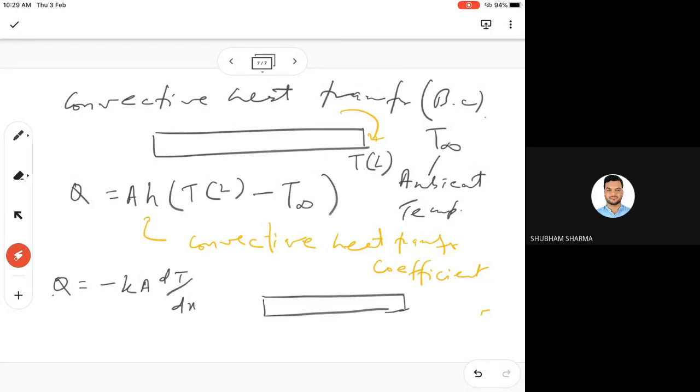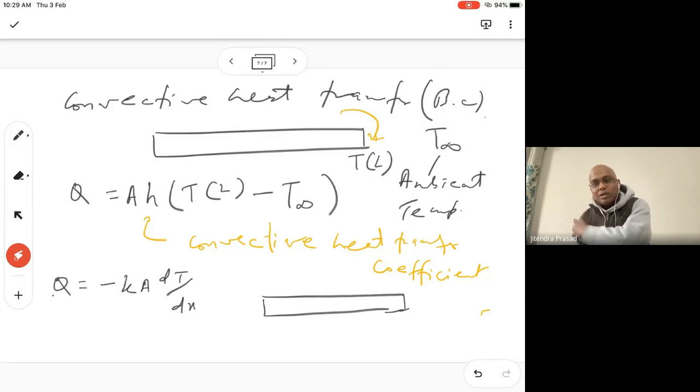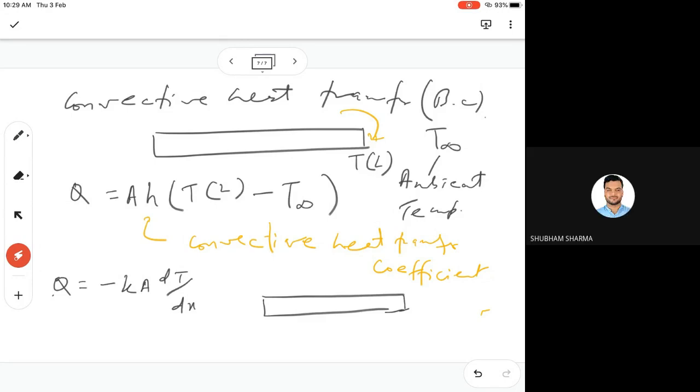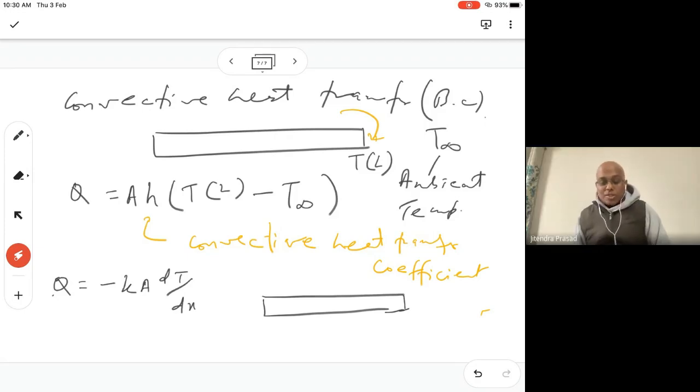And sir, what is T infinity? T infinity is the ambient temperature. In convective heat transfer, it depends on the ambient temperature, right? Sir, I'm not from mechanical engineering, so I don't know what exactly ambient temperature is. We understand it like air temperature only. Okay.